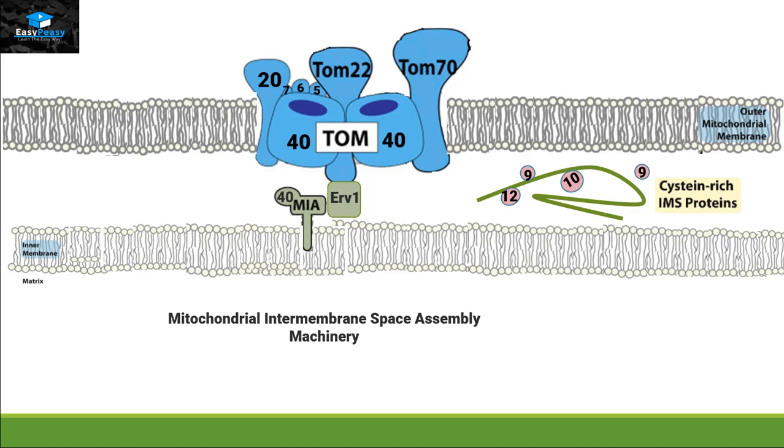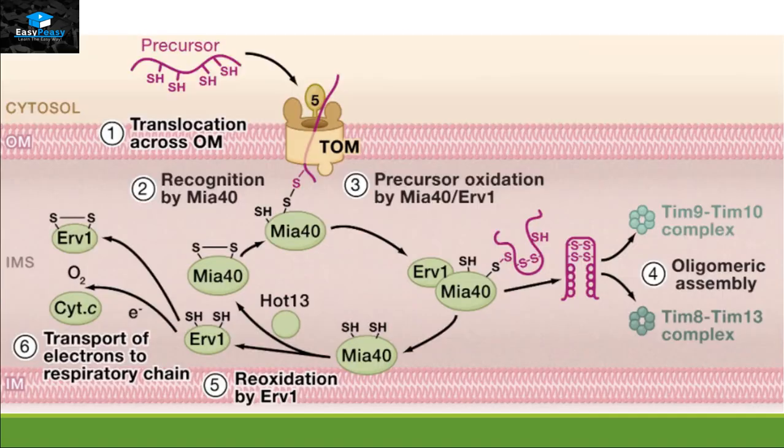The MIA complex has two domains. One is called MIA40 and one is called ERV1. MIA40 has the properties of oxidoreductase and ERV1 has the properties of sulfhydryl oxidase. Now let's see how the MIA complex is going to help this protein create disulfide bonds and turn into its functional state. This is a beautiful picture showing the whole process of how the MIA complex is working.